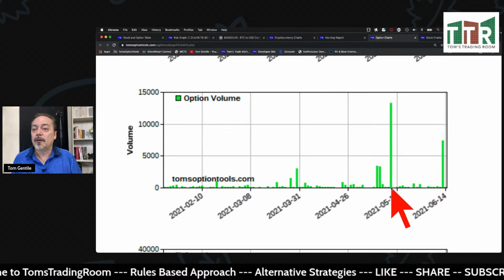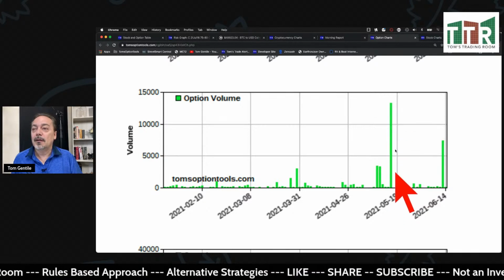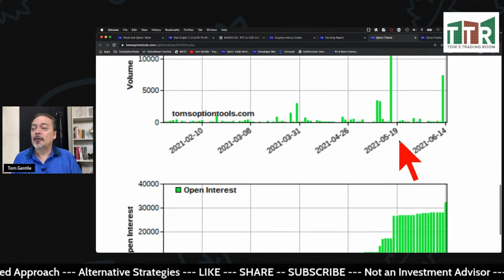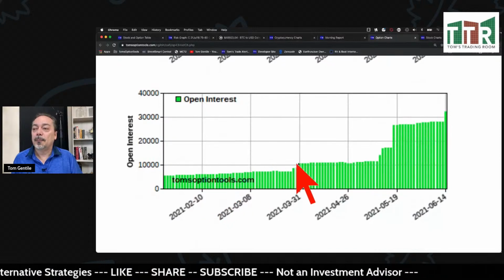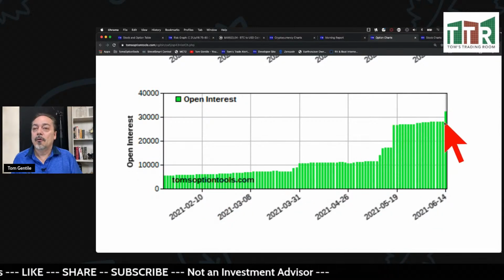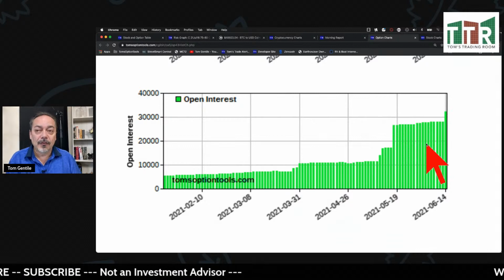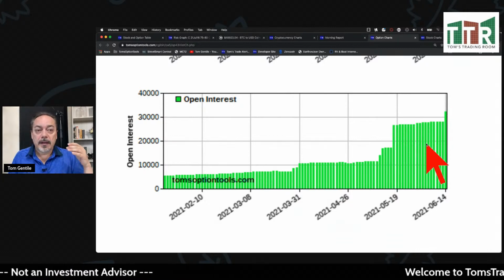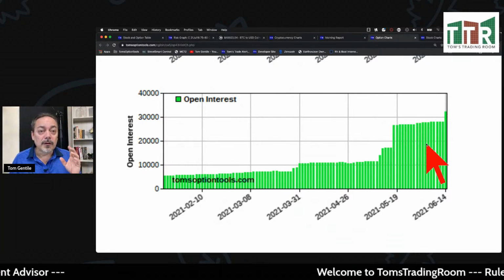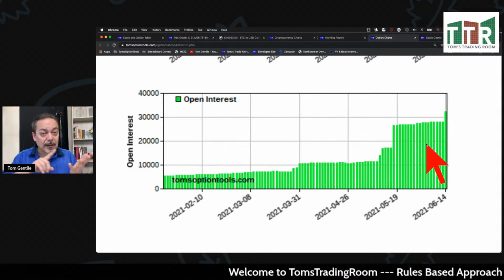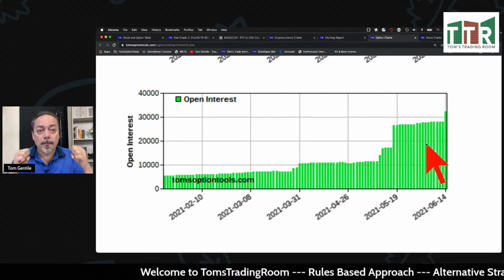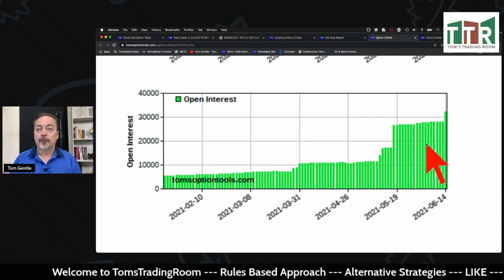We had unusual put volume a couple months ago as well. So all of this comes into play. There's that open interest, and look, it's been climbing more and more. What's happening is that more people are getting into this put option. It doesn't mean they're buying it. It means they're getting open positions, whether they're long or short.